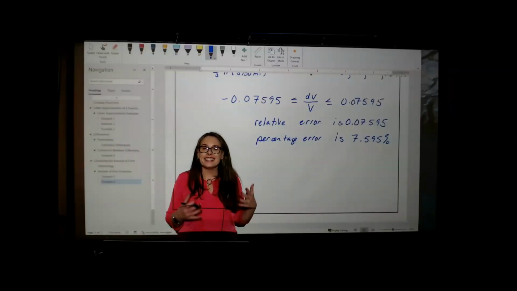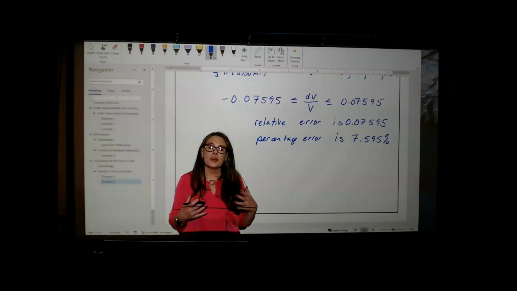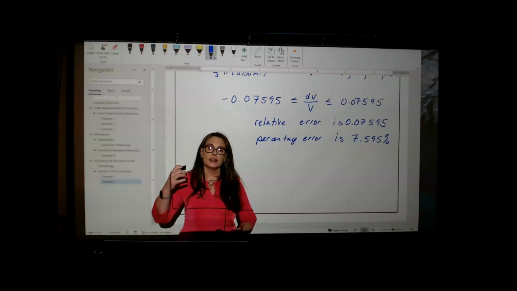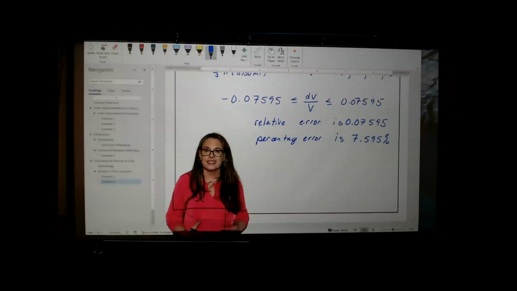Believe it or not, this is the end of this section. I promised you it would be short, and it is. In the next section, we'll be looking at what we call maxima and minima, the high points and low points on a function. We'll use the derivative to discover where these might occur, which are called critical points. I'll see you in the next video.